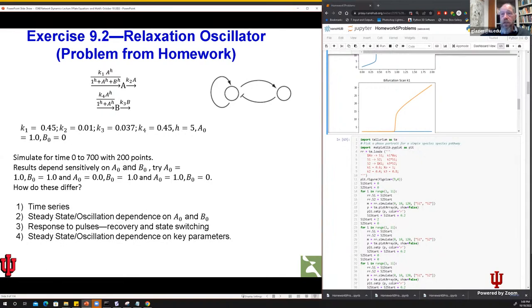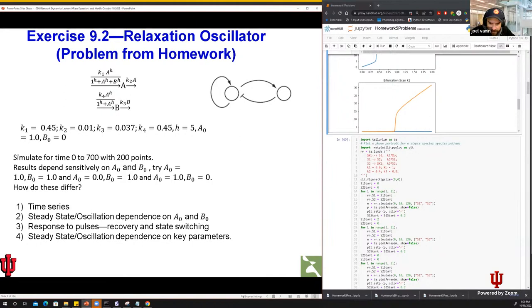So what happens with this when you do this as a time series? Do people remember what they got? Yeah, you have an oscillation for longer times. So do you always get an oscillation? I think it's for specifics.